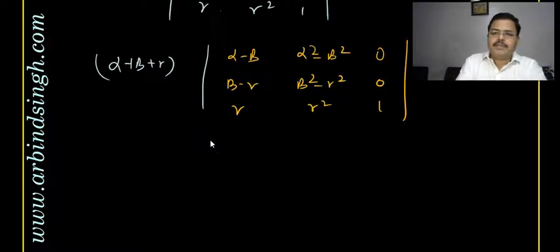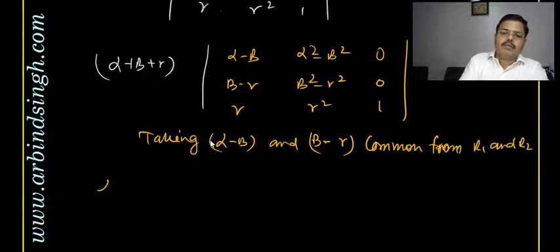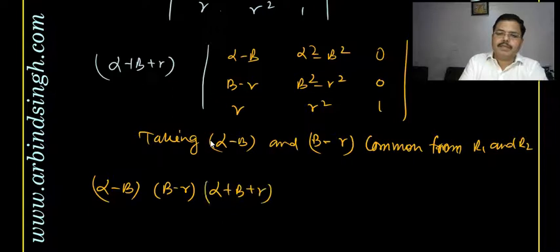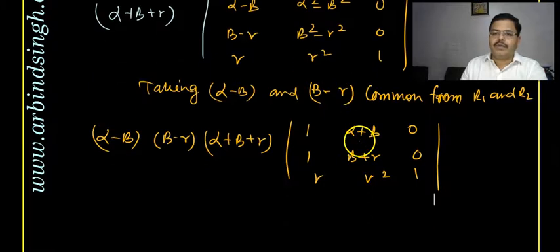Now we can take alpha minus beta and beta minus gamma common from R1 and R2. Alpha minus beta, beta minus gamma will come, then alpha plus beta plus gamma is already there. Then what will happen? 1, alpha plus beta, gamma; 1, beta plus gamma, gamma square; and 0, 0, 1. These are left.